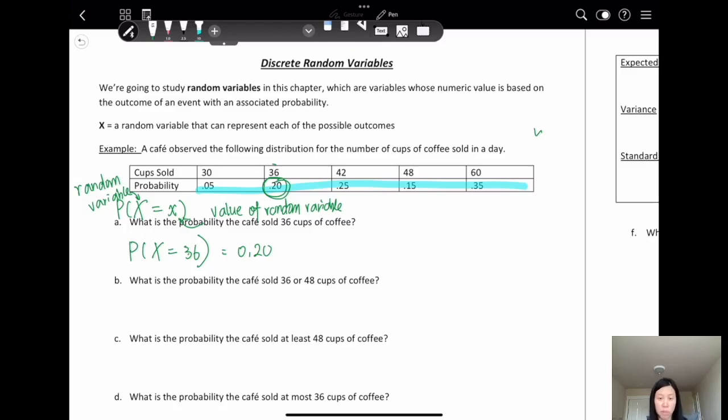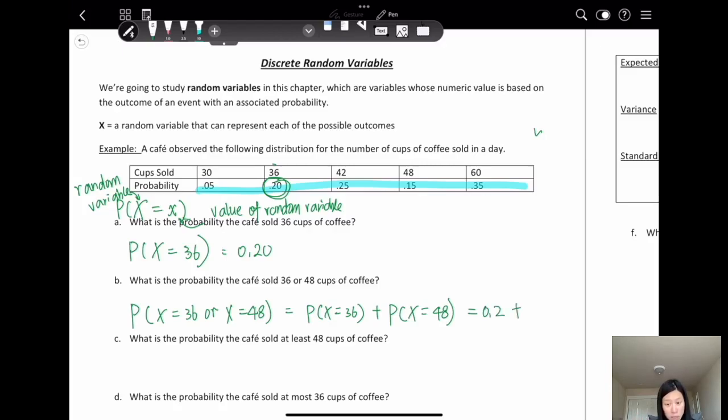So this is a disjoint event, remember? So I have P of X equals 36 or X equals 48. Remember that or means we need to use addition. So we have P(X = 36) plus P(X = 48). Now let's look it up. The probability of selling 36 cups of coffee is 0.2, and the probability of selling 48 cups of coffee is 0.15. When these two are added together, we get 0.35.